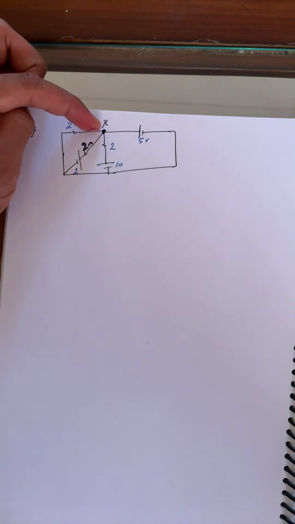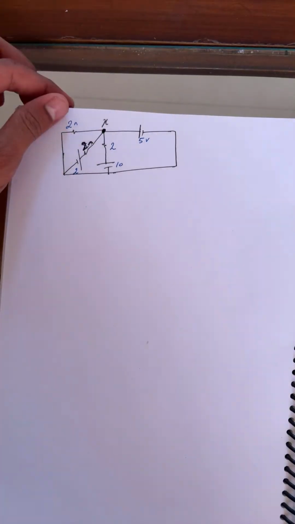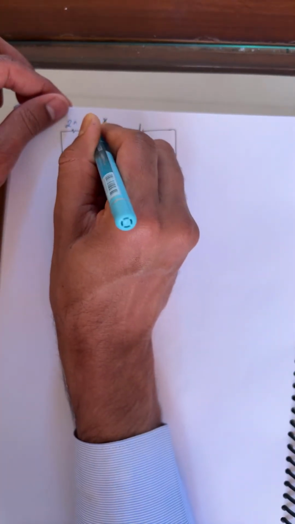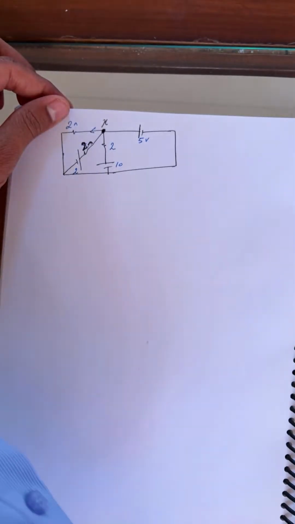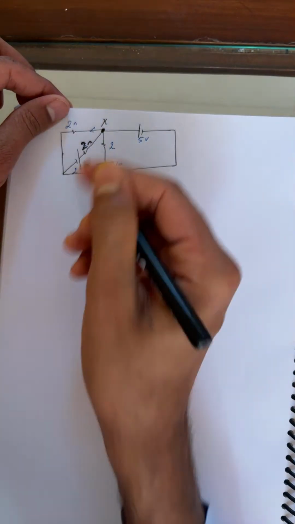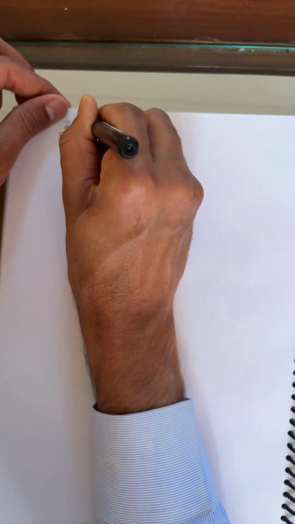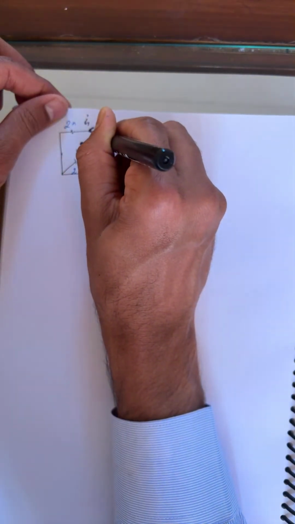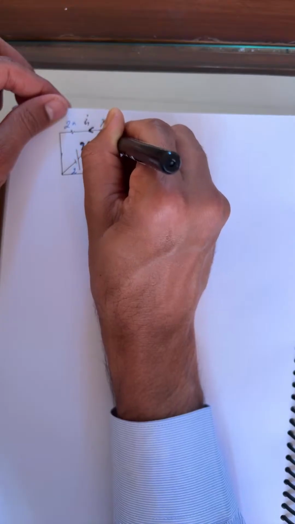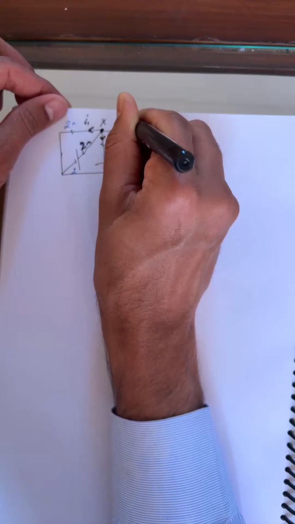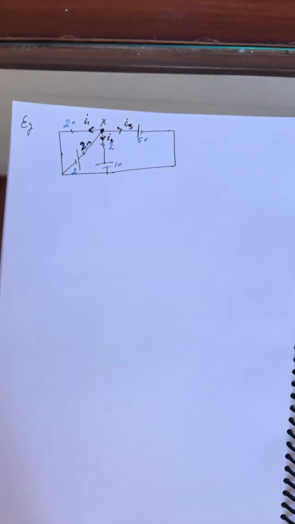A junction point is always at a higher potential. So now, students, for this condition, the current will flow like this. Let us suppose this current is I1, this current is I2, and this current is I3.